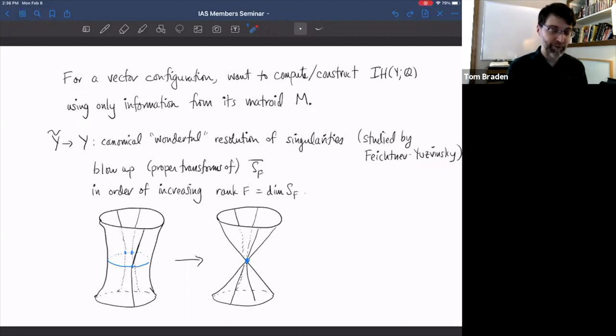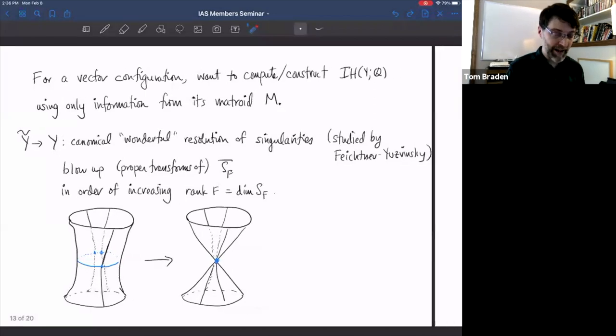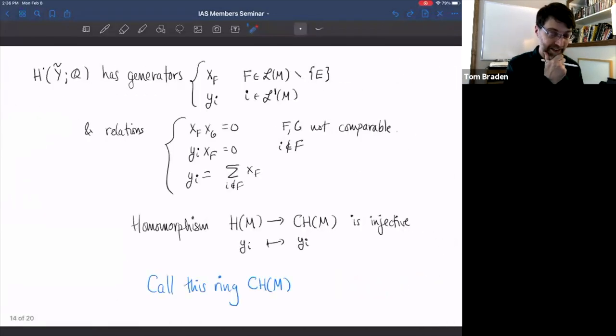For higher dimensions, you have to do that inductively. You blow up the one-dimensional things, you blow up the two-dimensional things, and keep going. And you get a much larger variety, but it's a smooth variety with a lot of very nice geometry. It has normal crossings divisors, and so on. So it's things that people understand a lot about. And in particular, its cohomology is again a nice combinatorial ring that we can define independently. Even if there wasn't topology, we can still write down the ring.